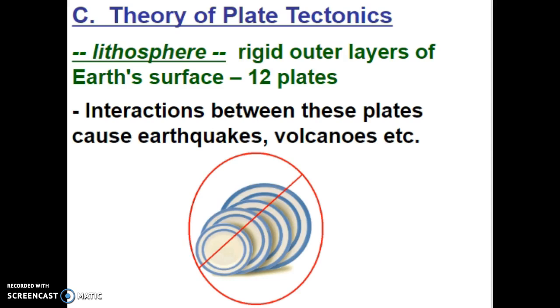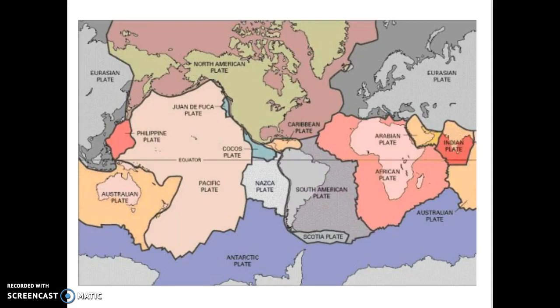We finally develop from continental drift to seafloor spreading to this idea of plate tectonics. The lithosphere, litho comes from the Latin word meaning rock. Lithosphere is the rigid outer layer of Earth's surface. It's the crust. There are 12 main lithospheric plates. There are many, many other small ones, but the interactions between those plates cause a lot of our Earth phenomena, earthquakes and volcanoes, etc. So here's a visual of all of the different plates.